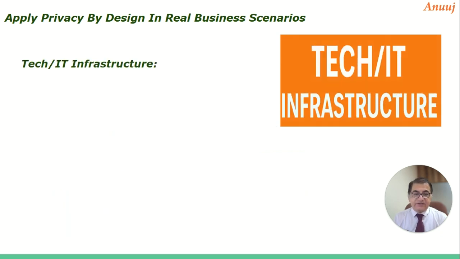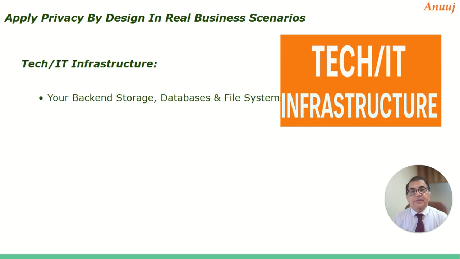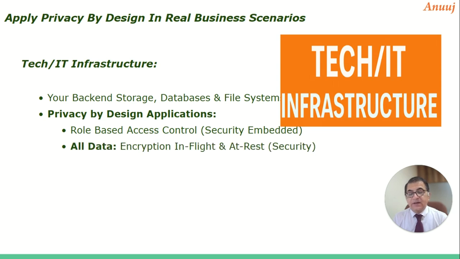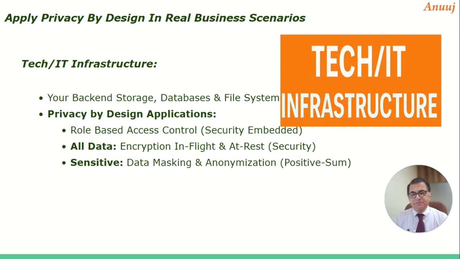Tech and IT infrastructure guys. Now these are the most important people in the entire infrastructure system in the organization. They store the data, they create databases, they give you file systems. They should ensure that there is role-based access control. Data is encrypted in flight as well as at rest. The moment it is picked up, it starts getting encrypted. Sensitive data is even anonymized, masked.